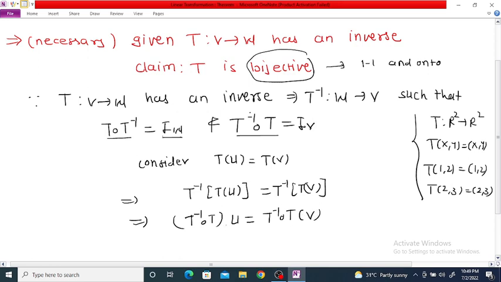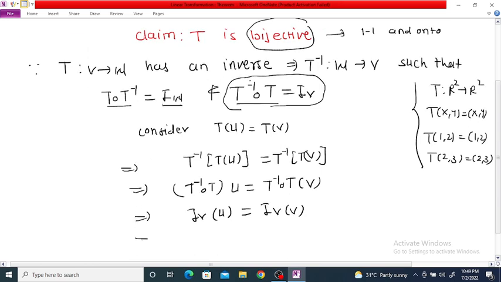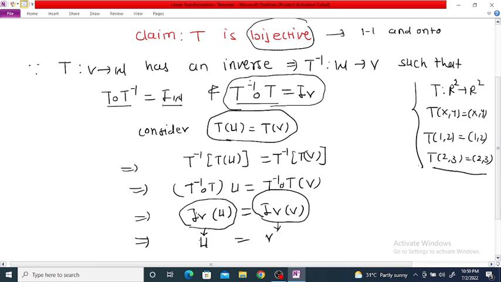But what is T inverse of T? It is the identity transformation I_V. What is the identity transformation? It maps each element to itself. Here (1, 2) maps to (1, 2), (2, 3) maps to (2, 3). Similarly, I_V maps u to u, and maps v to v. So we start from T of u equal to T of v and we get u equal to v.